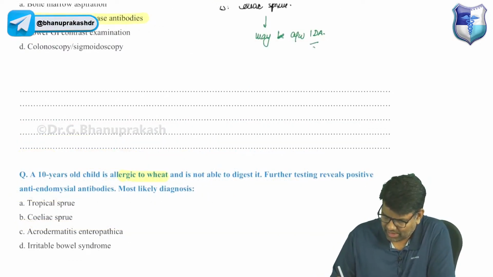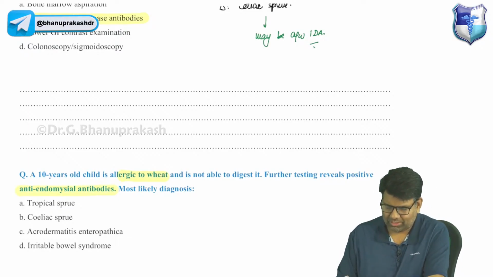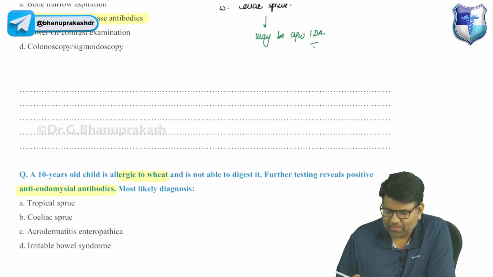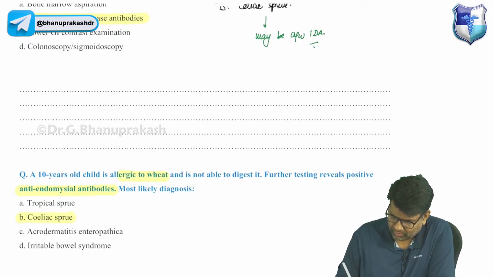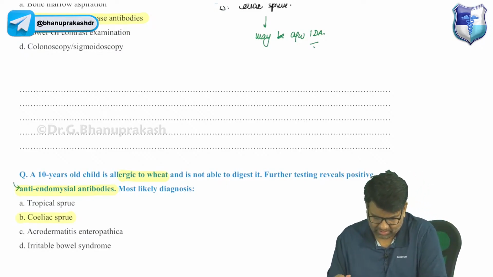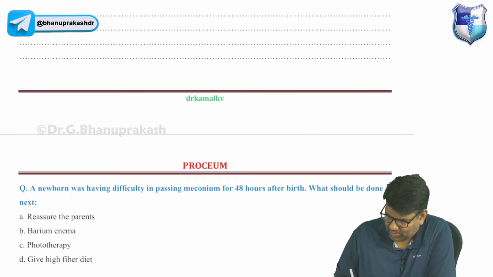Allergic to wheat and is not able to digest, and there are anti-endomysial antibodies. What is the diagnosis? Yes, this is celiac sprue and anti-endomysial antibodies. Clear?